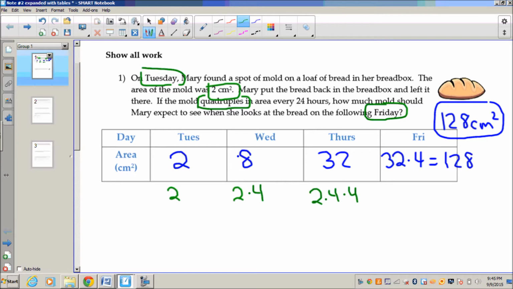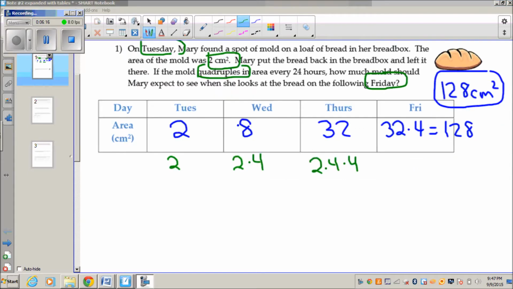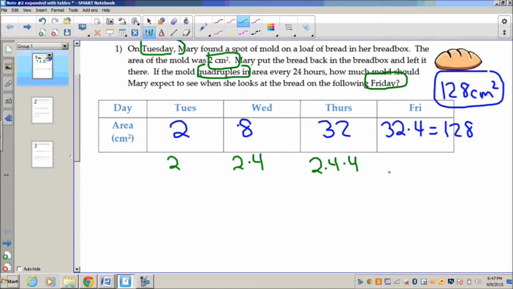And then on Friday, it quadruples again. So on Friday, it multiplies by 4 again. So we have whatever we had on Thursday, 2 times 4 times 4, and it gets multiplied by 4 again. So another way to write that is 2 times 4 to the third.